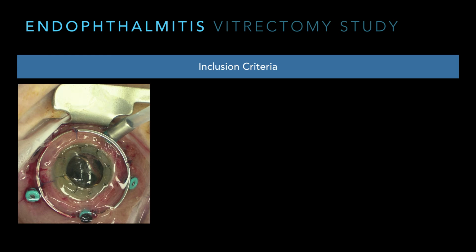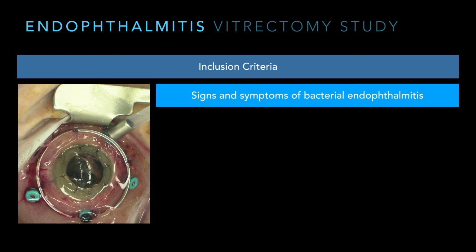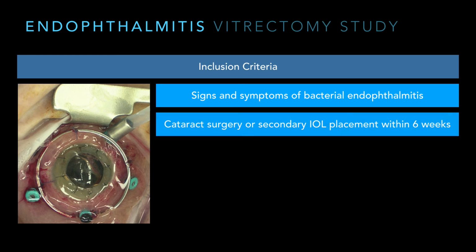So inclusion criteria, one, you had to have signs and symptoms of bacterial endophthalmitis, right? How soon after cataract surgery did you have to have your endophthalmitis to be included in this study, Dan? 2 weeks. 6. So 6 weeks. And could you have any other procedures besides cataract surgery to get included in the study? There's one other thing you could do to get included in the study, right? Secondary IOL placement. So you have cataract surgery, secondary IOL placement, you got included in the study.